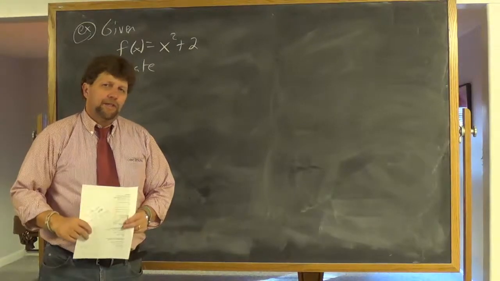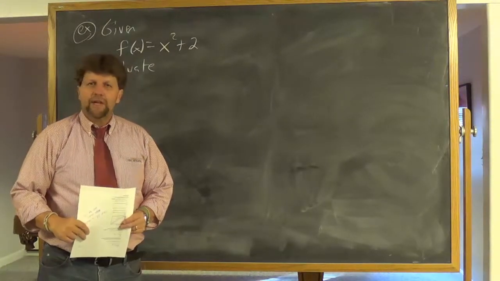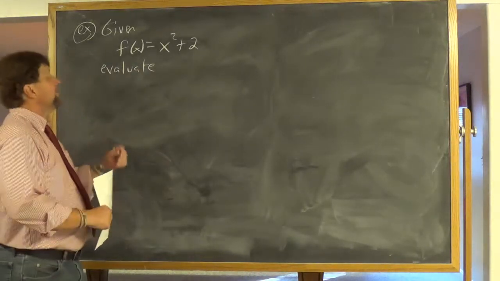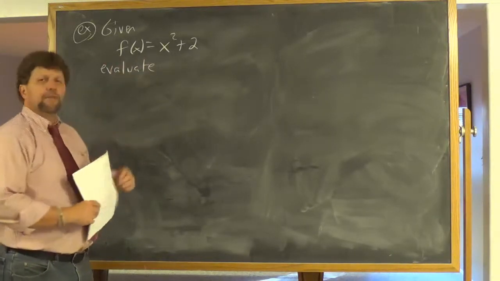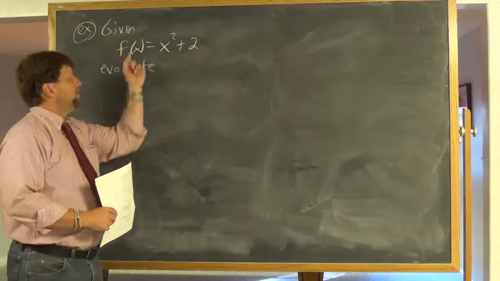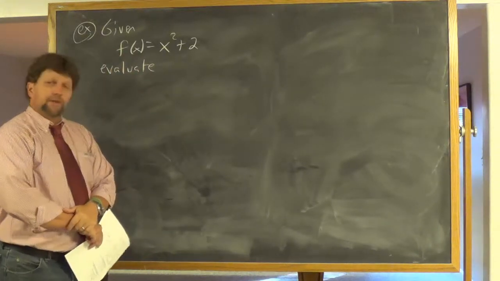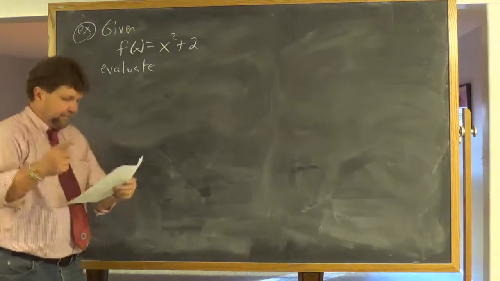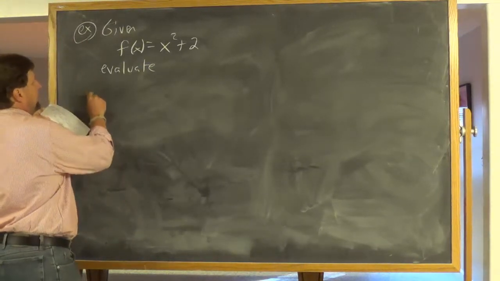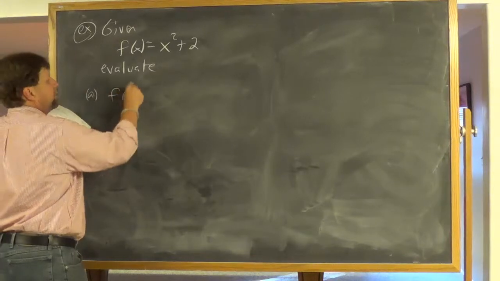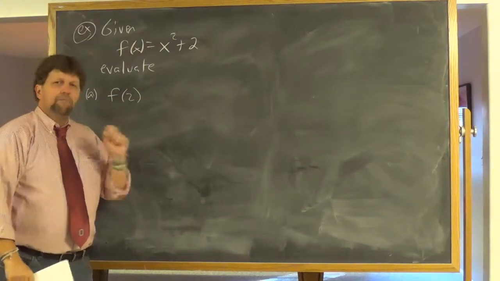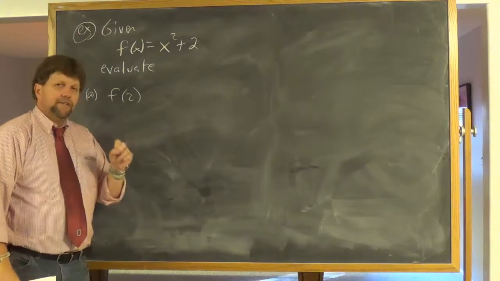All right, hey, now that we've looked at what the function notation is, this is a typical problem, a typical scenario that you'll encounter. Given a function, do some evaluation. So here I'm saying, given f of x equals x squared plus 2, evaluate the following. And the first one we're going to evaluate is f of 2. Okay, here's how basic this is. I'll cut to the chase.